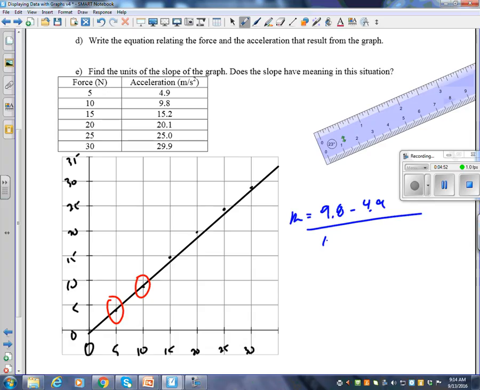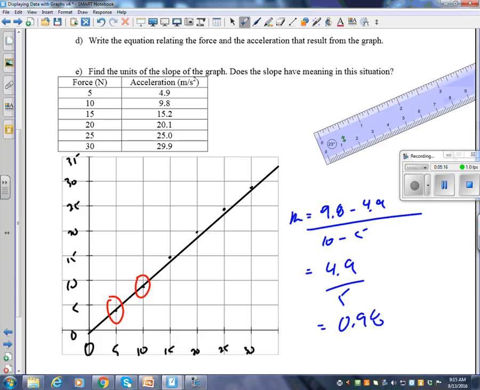I expect everyone to be able to calculate slope now. If you're still having trouble, come and see me, we'll get it straightened out. But that's my expectation now. Whether you meet it or not is up to you. 9.8 minus 4.9 is 4.9. 10 minus 5 is 5. Help me out here. 4.9 divided by 5? It's probably like 0.98.